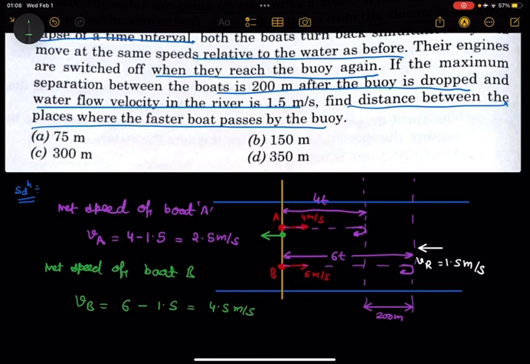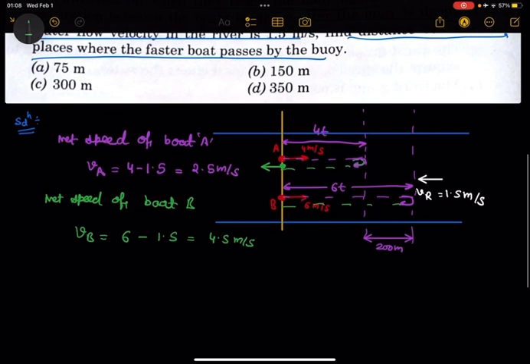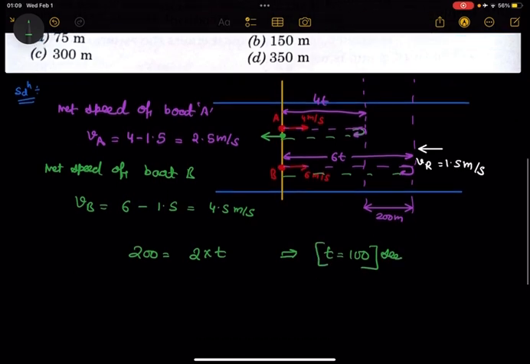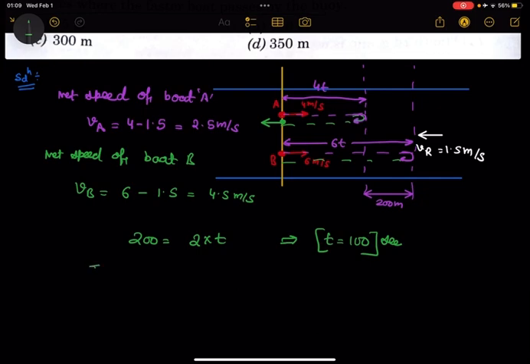So if the maximum separation is 200, suppose this also reaches somewhere, so this is the maximum separation. So how much is the maximum distance? The displacement, if you are going, is 2 into t in relative. So we can say that the time is 100 second. So total time is 100 second into 2 times, so t is equal to 200 second.